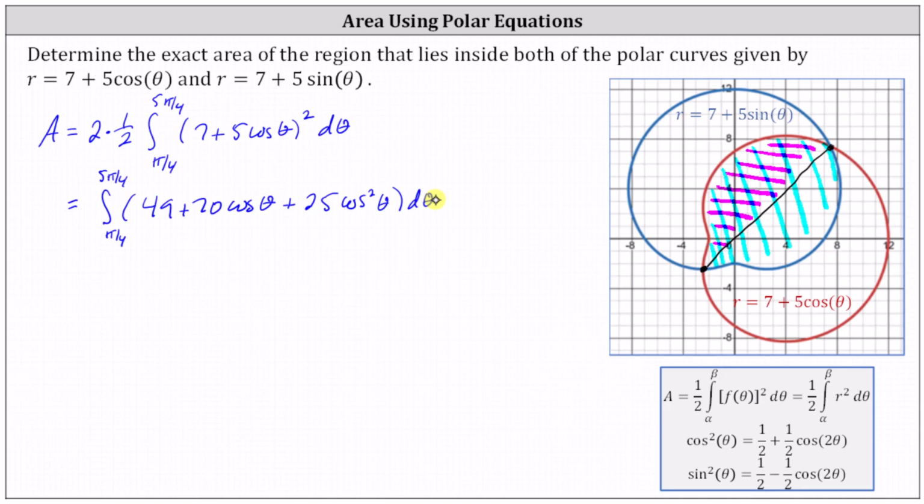For the next step, let's perform a substitution for cosine squared theta. Recall cosine squared theta equals 1/2 plus 1/2 cosine 2 theta, which would give us 25 times 1/2, or 25 halves, plus 25 times 1/2 cosine 2 theta, or plus 25 halves cosine 2 theta, d theta. Let's go ahead and combine like terms. 49 plus 25 halves equals 98 halves plus 25 halves, which is 123 halves.